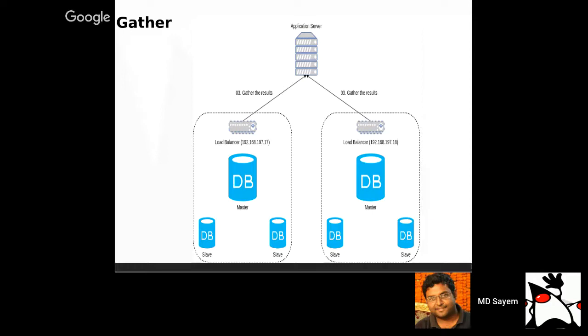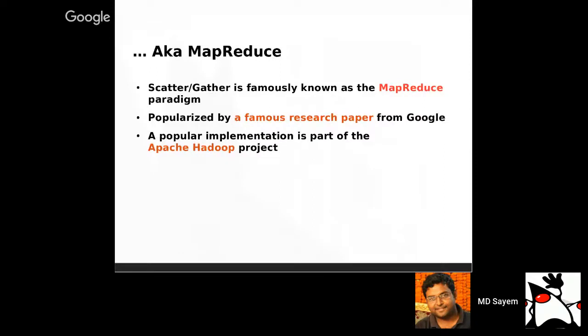This paradigm is known as scatter-gather, or more famously, MapReduce. This approach was popularized by a famous research paper from Google, and a popular implementation is provided by Apache Hadoop. So the idea is pretty simple.